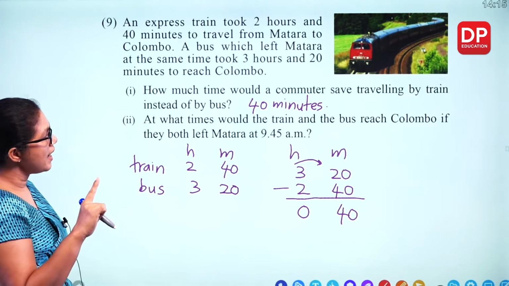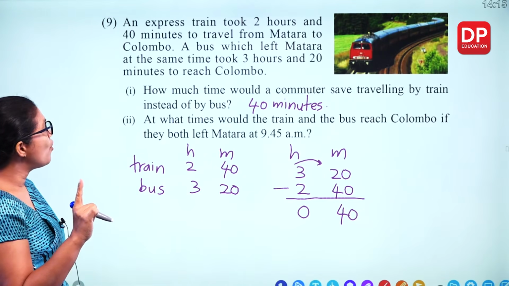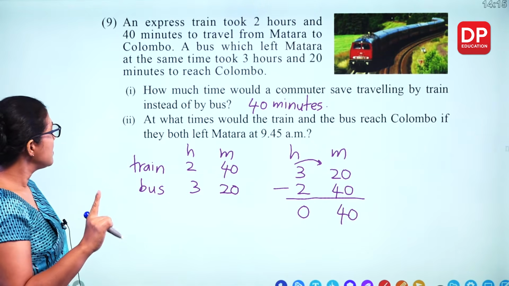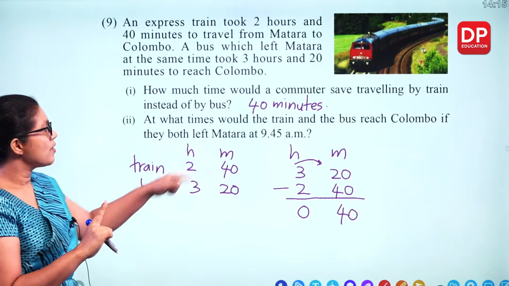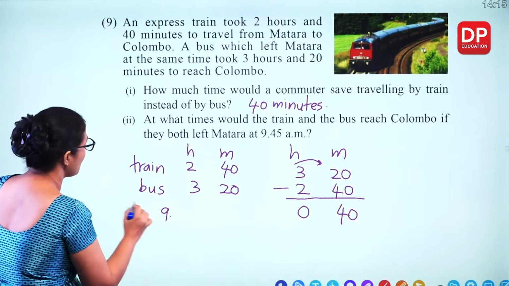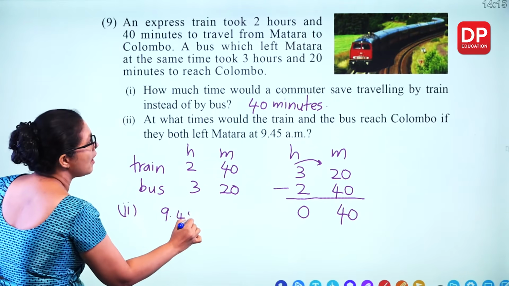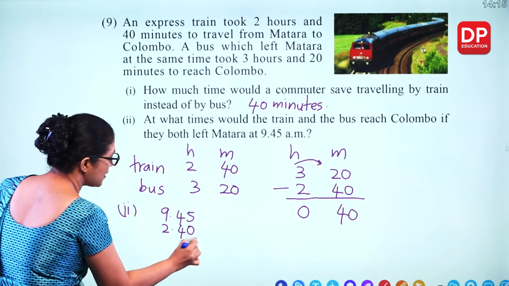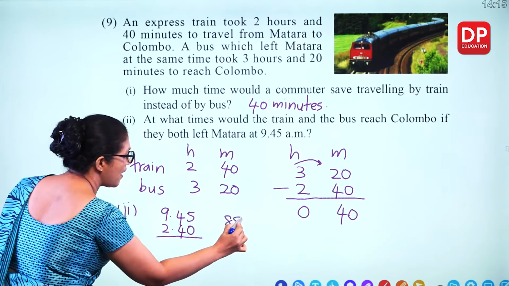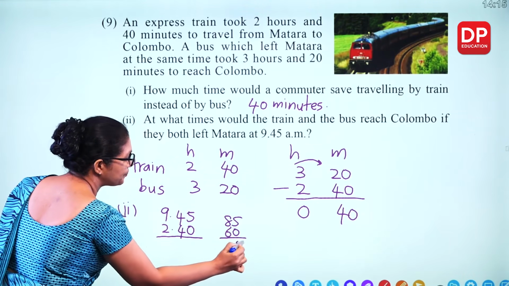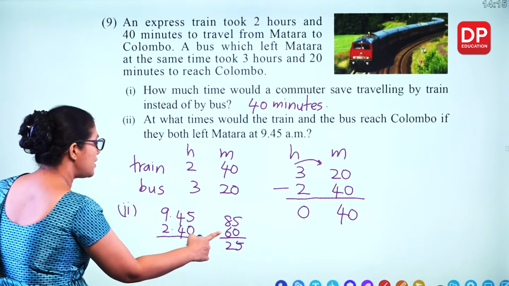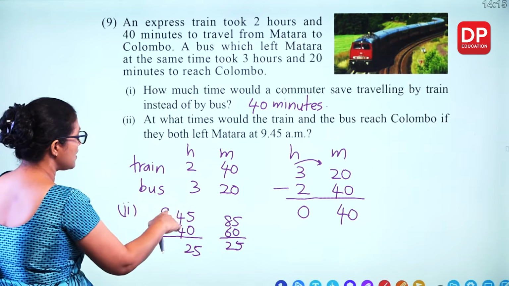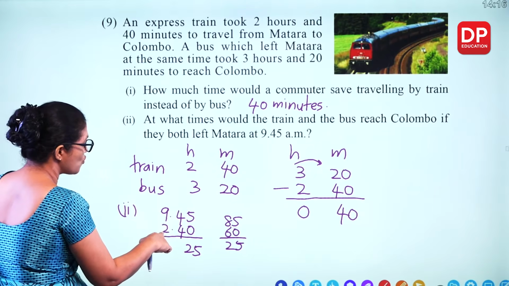At what time would the train and the bus reach Colombo if they both left Mathura at 9:45? So the times are different now. Train takes 2 hours and 40 minutes. So 9:45 and 2 hours 40 minutes, when you add, what do you get? 85. You can't write 85. So subtract 60, 25. So this becomes 10. 10 plus 2, 12.